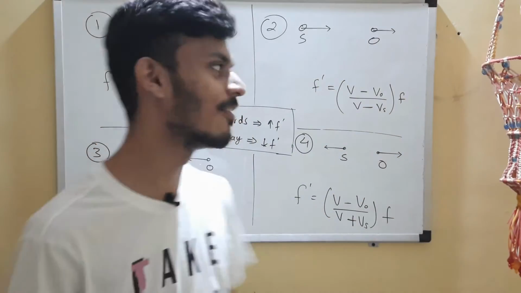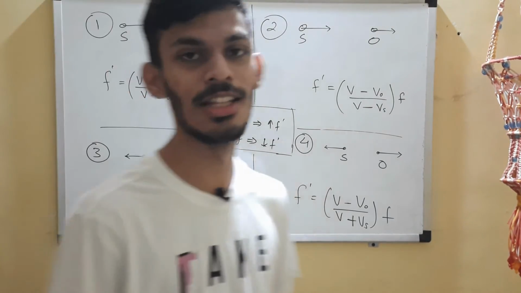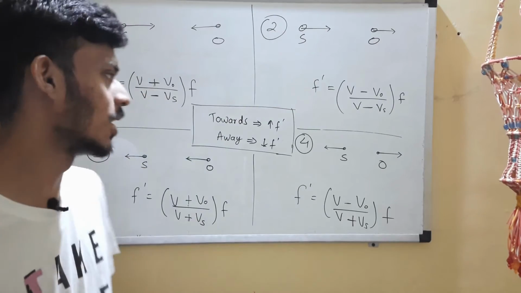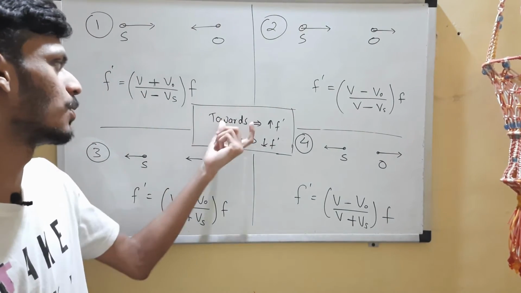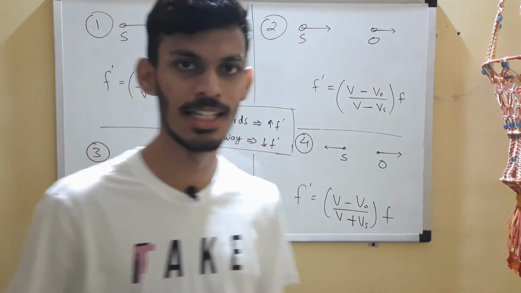So if you want to understand why, then follow me in the next chapter, or else skip. So let's understand the why aspect behind this. Let's take the first case wherein the observer is moving towards the source. In that case we know that the apparent frequency should increase.